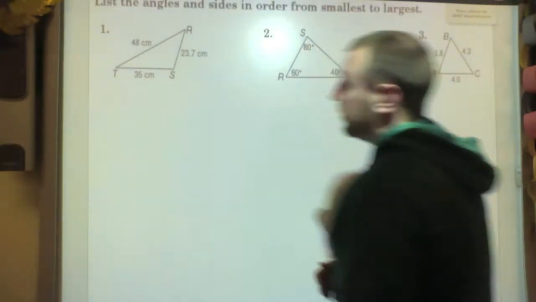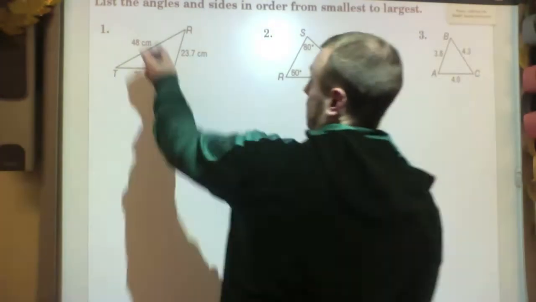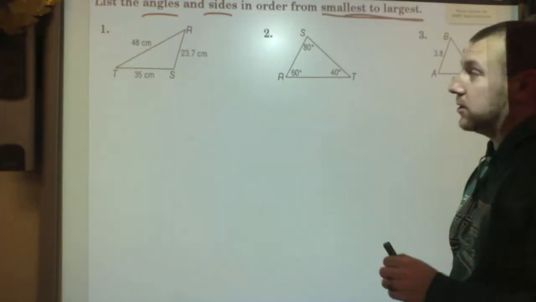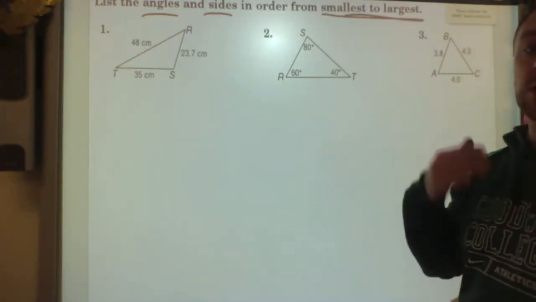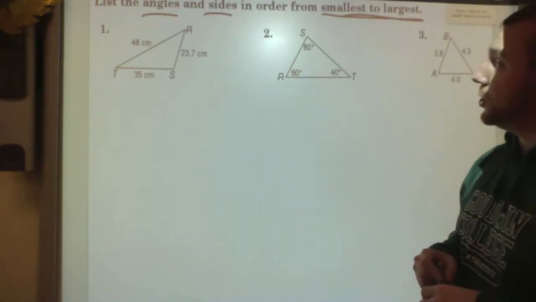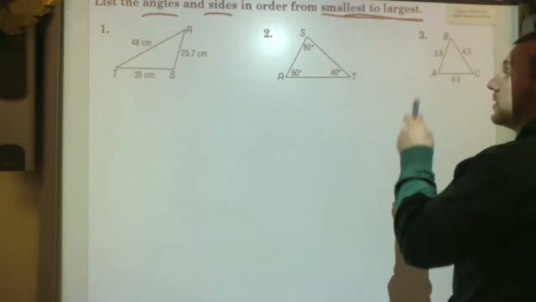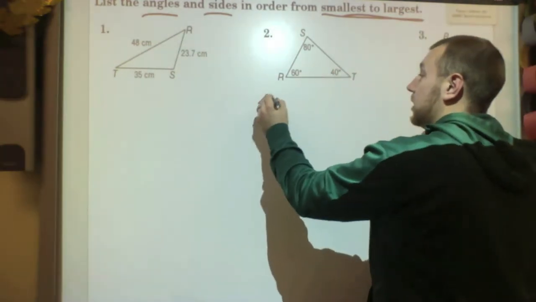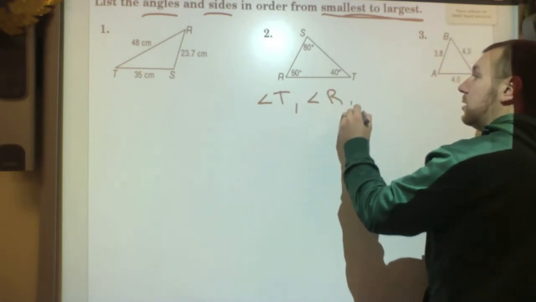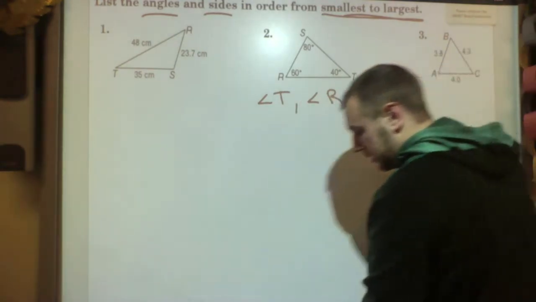So for the next few examples, you need to do both things. You need to list the angles and the sides from smallest to largest. There's two lists, so it's just repeating that process again. I'll do another one for 2. Again, you have to list the angles from smallest to largest. So smallest is angle T, then angle R, then angle S. So that's smallest to largest.